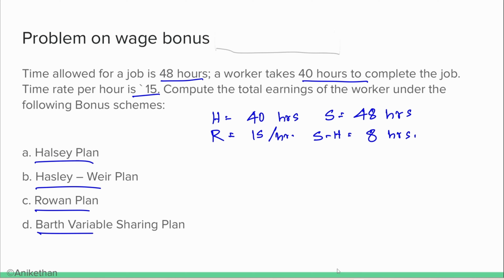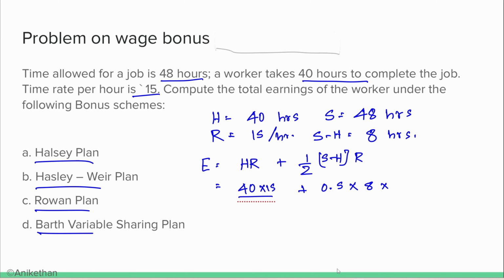So remember the formula. Earning as per Halsey plan. First, you have guaranteed HR plus half into S minus H into R. So if you substitute the above data, you will get 40 into 15 plus 0.5 into 8 into 15. So this will be 660.